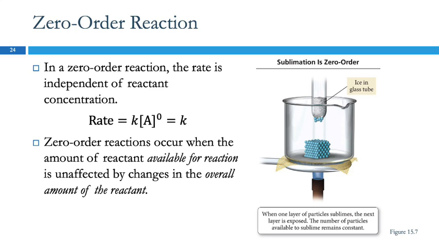So it doesn't depend on the concentration. So the amount of reactant available for reaction is unaffected by changes in the overall amount of reactant. As the reaction occurs and goes on, this piece of whatever it is going to get smaller and smaller and smaller. But we still have the same amount of stuff available to react. Does that make sense? Zero order is kind of weird. But the math gets really simple, so that's kind of nice.